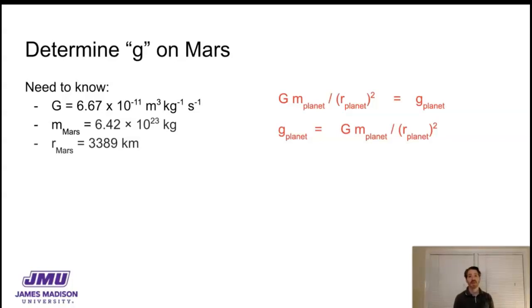And when I put all that in my calculator, I get that the gravitational field strength on Mars is 3.7 meters per second squared, which is what NASA says. So I'm going to take that as a check on my work when I agree with NASA.